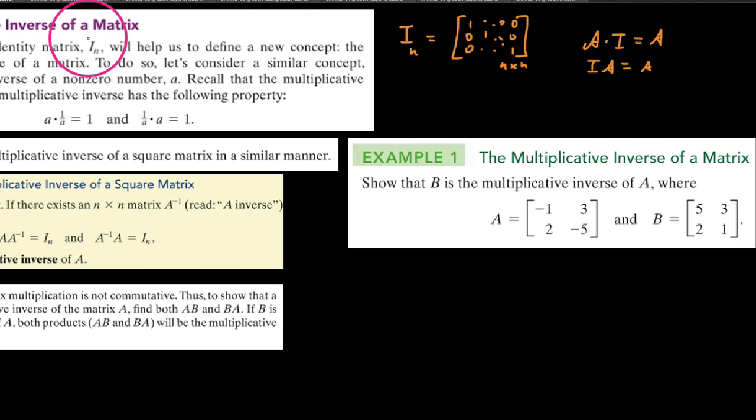So this identity matrix is going to help us define really a new concept, and we're going to say that it is the concept of a multiplicative inverse of a matrix. And so let's go ahead and start with this.